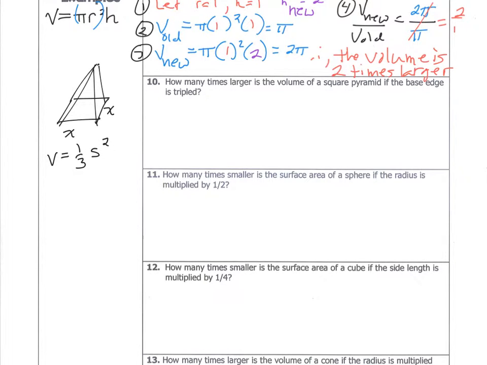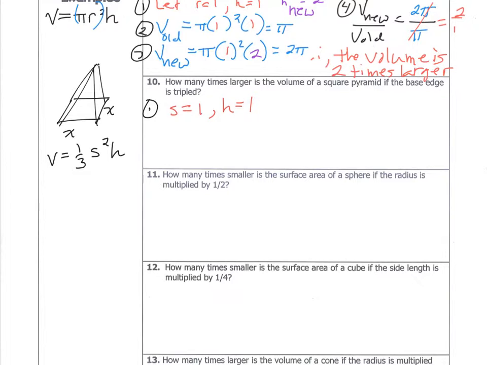Side squared times the height, so one third big B times height. Side squared is our big B. So we have to come up with values. Step 1, you're going to determine values for S and H. What are we going to let S be? 1. And H? Also 1. Make it easy on yourself. You can choose anything you want to, but those are easier.